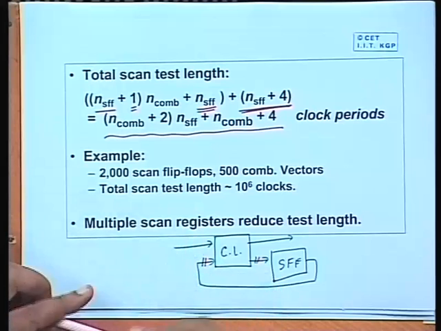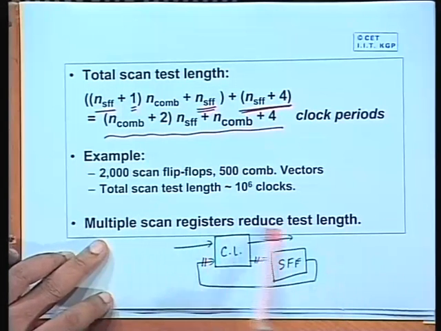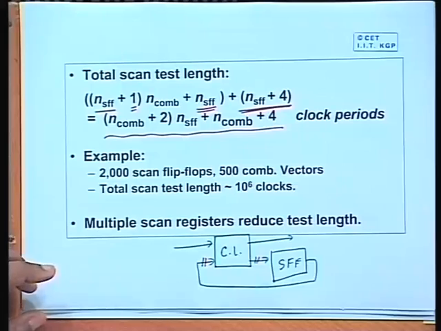Now, in order to reduce the test time, instead of chaining all the flip flops into a single shift register, you can chain them into multiple shift registers, so that you can feed data and observe response onto the multiple shift registers parallelly. So, your total testing time will drastically go down.